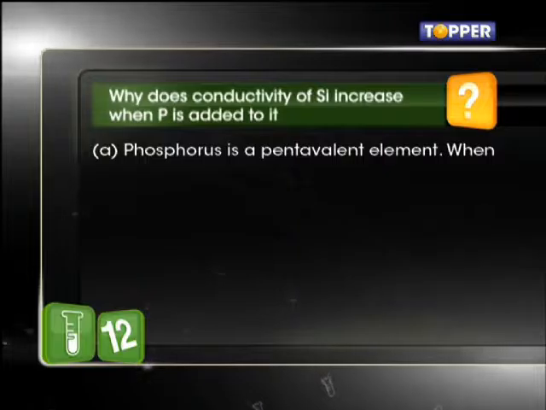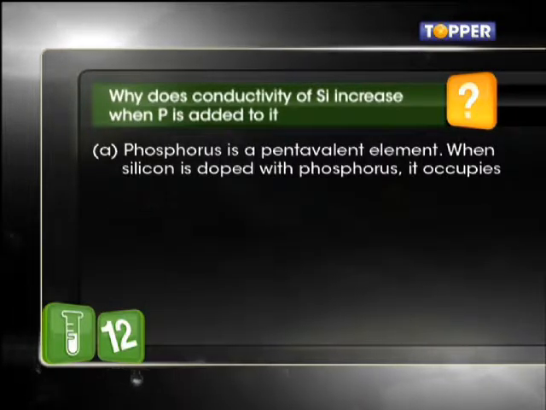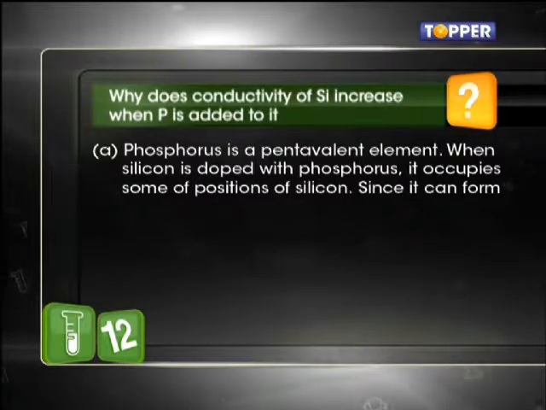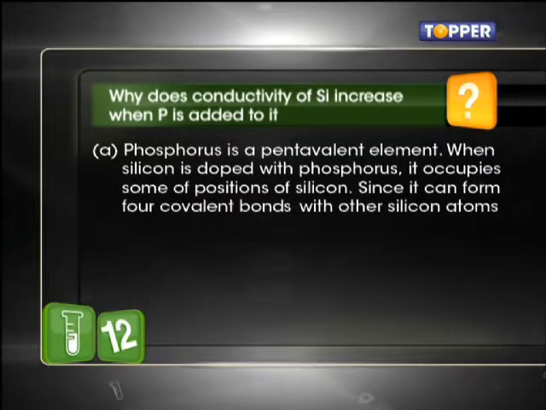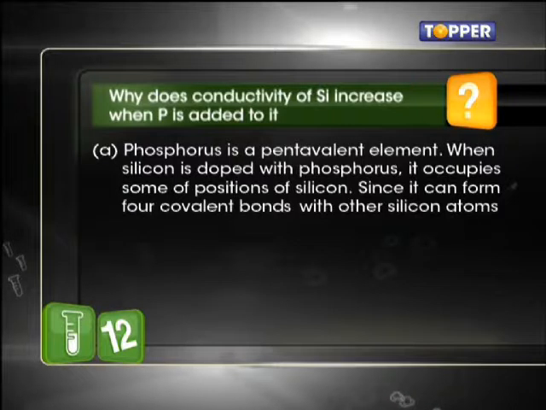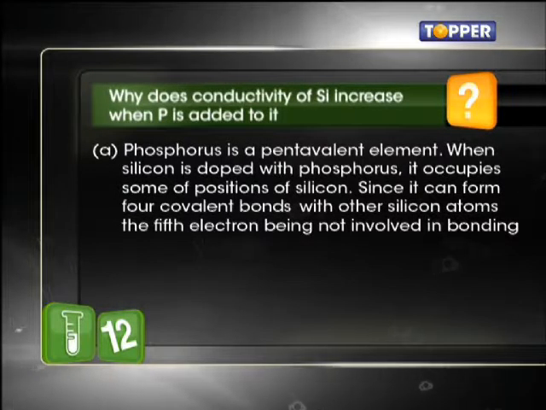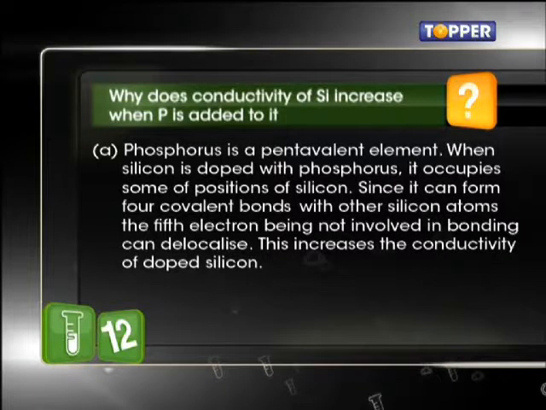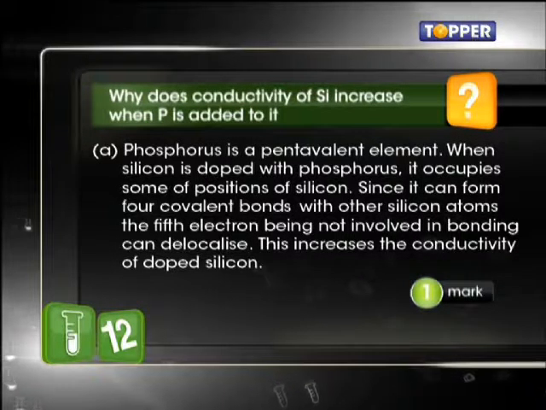Phosphorus is a pentavalent element. When silicon is doped with phosphorus, it occupies some of the positions of silicon. Since it can form 4 covalent bonds with other silicon atoms, the 5th electron, not being involved in bonding, can delocalize. This increases the conductivity of doped silicon.